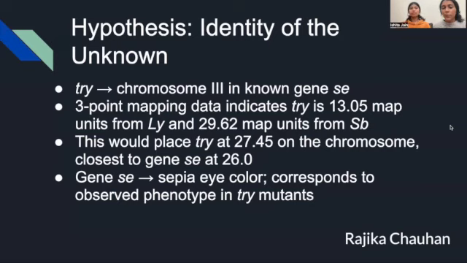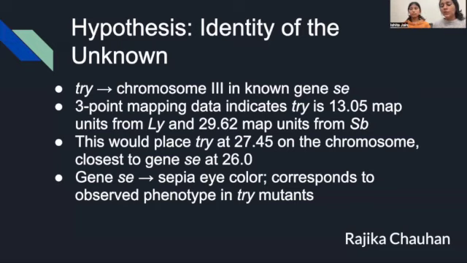So our next step was to make a hypothesis about the identity of the unknown. So where was the tri mutation actually located? We know that the tri mutation is on chromosome 3, and we were also given the fact that LY and SB were located at specific locations on this chromosome. So now, knowing the distance of tri from LY and SB using our genetic map, we were able to estimate that tri would be at about 27.45 map units from 0 on chromosome 3.